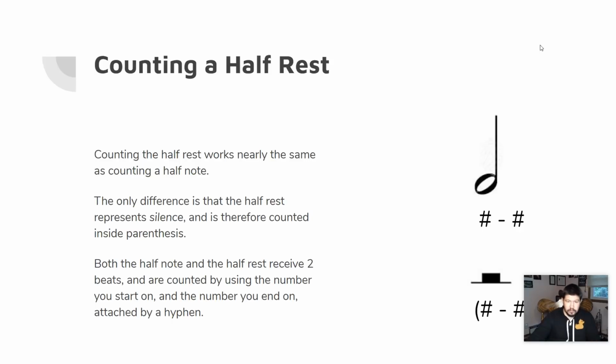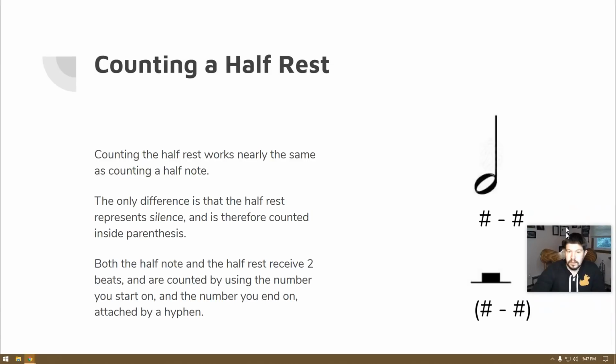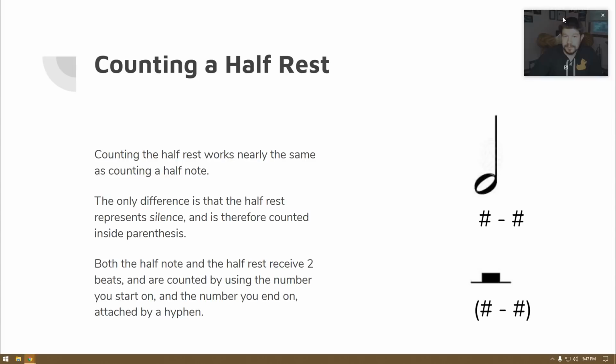So let's consider for a moment, I'm going to move my image out of the way here. So I'm going on a little field trip up to the top of the page. So let's consider for a moment the half rest and the half note. Now counting the half rest works almost identical to our half note. The biggest difference is that the half rest is going to represent silence. So what that means is they are going to be counted inside of parentheses. Now you can see that on the screen right there.